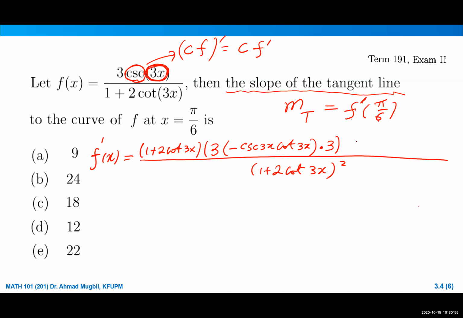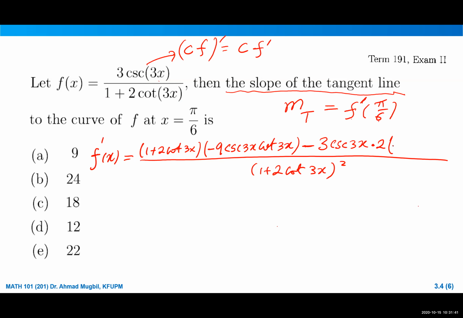So let me simplify it because I don't have more space here for the next term. It will be 3 times negative 3, so this will be negative 9. Here we will have negative 9, and I'm going to write the rest: cosecant 3x, cotan 3x. So this is the denominator times the derivative of the numerator, minus the numerator times the derivative of the denominator. What is the derivative of the denominator? The derivative of 1 is 0. The derivative of 2 cotan, we will multiply by 2. And what is the derivative of cotan?